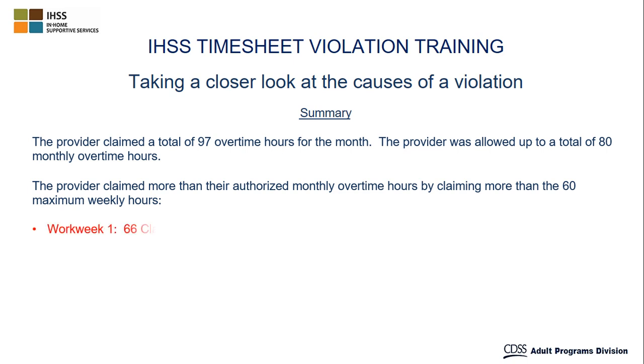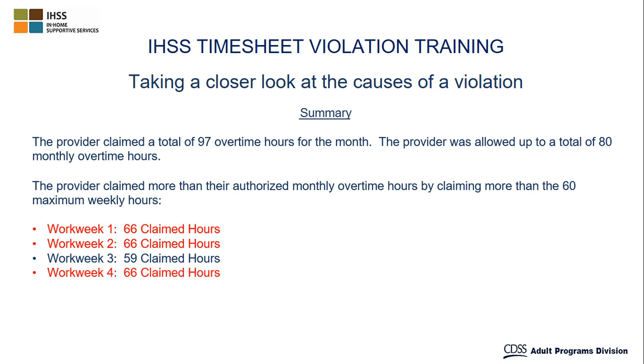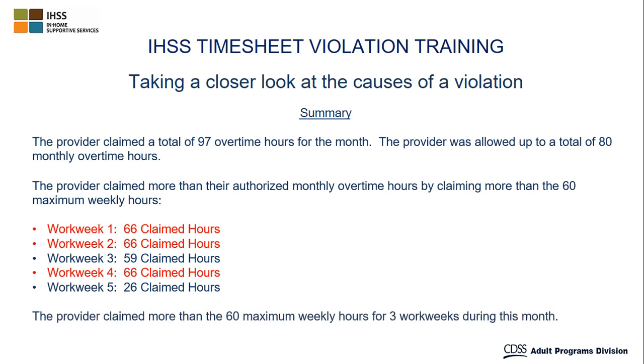For Workweek 1, 66 claimed hours. For Workweek 2, 66 claimed hours. For Workweek 3, 59 claimed hours. For Workweek 4, 66 claimed hours. And for Workweek 5, 26 claimed hours. The provider claimed more than the 60 maximum weekly hours for 3 work weeks during this month.